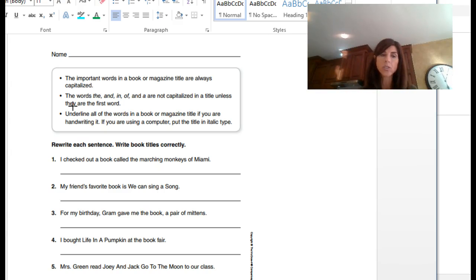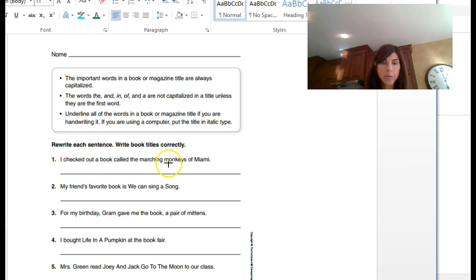So that's just a rule that you'd have to know. Underline all the words in a book or magazine title if you are handwriting it. Okay, so we can just underline it. Rewrite each sentence, write book titles correctly. So if you are listening to this, just rewrite the book title correctly.